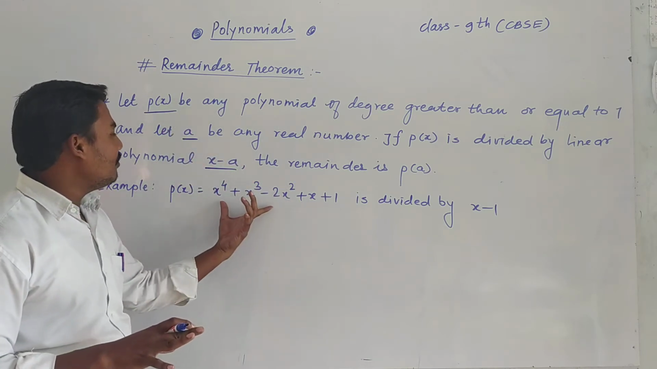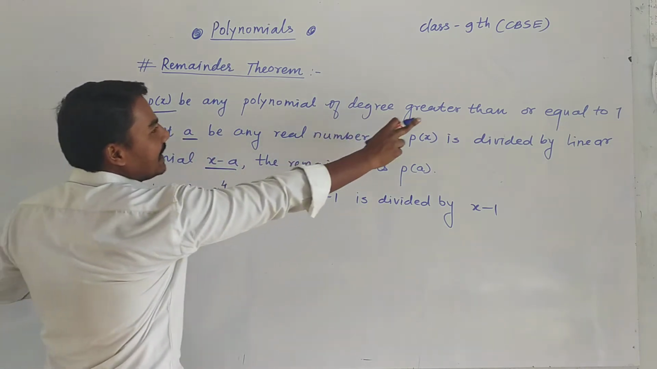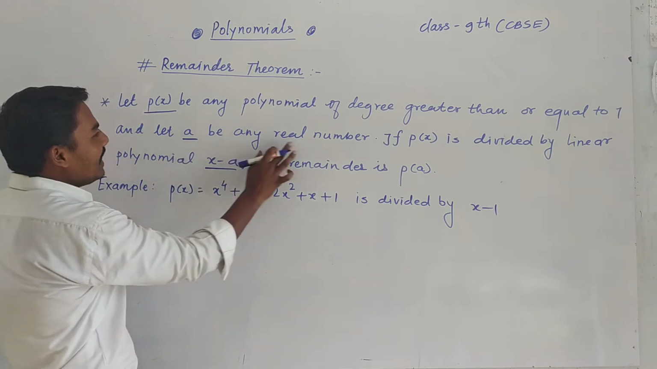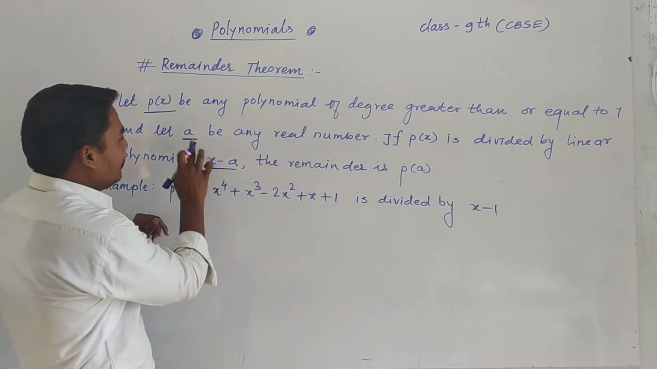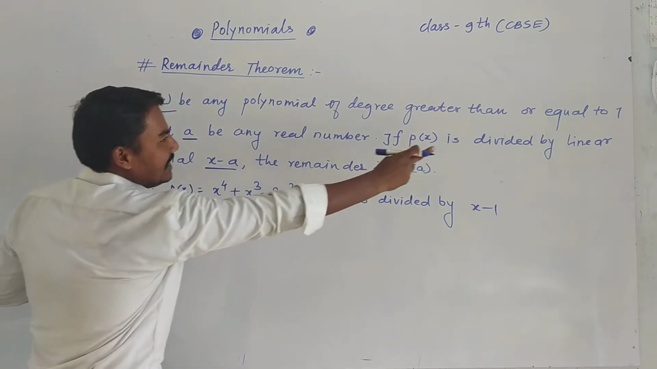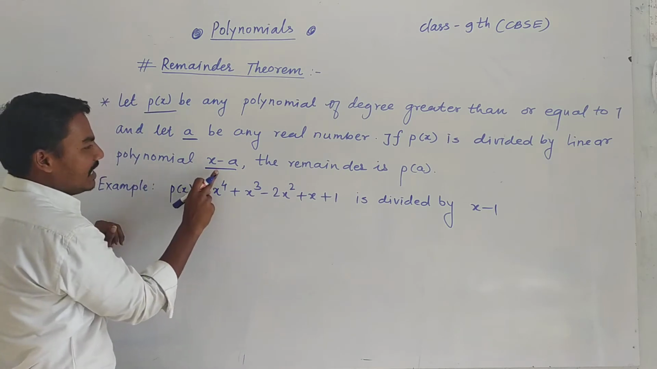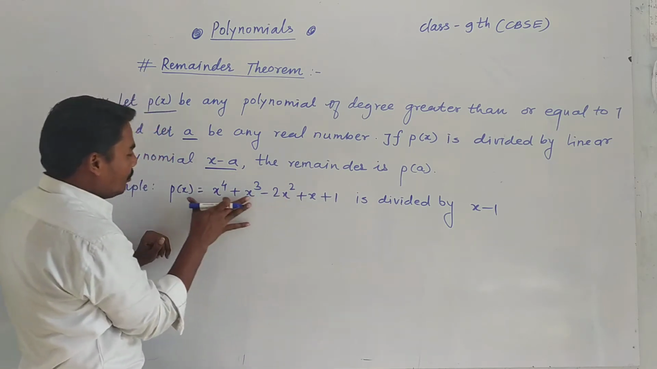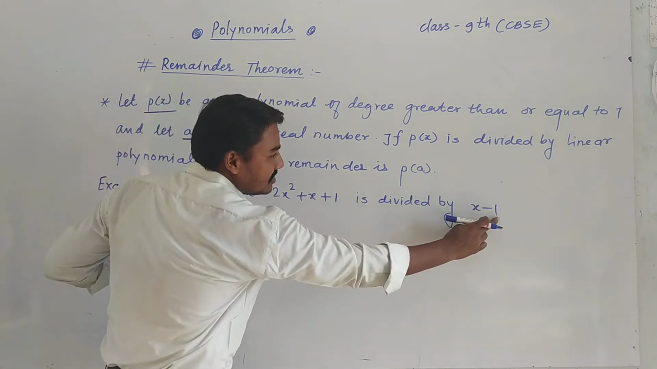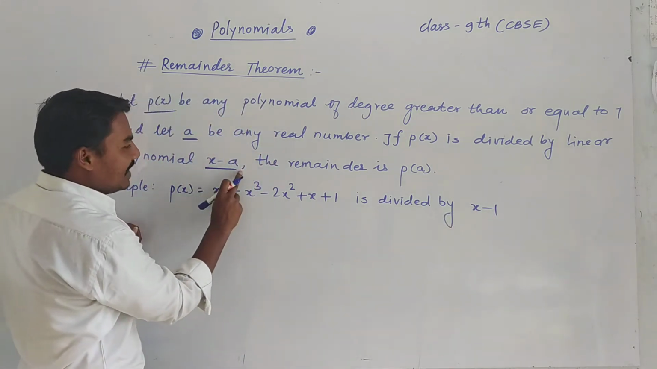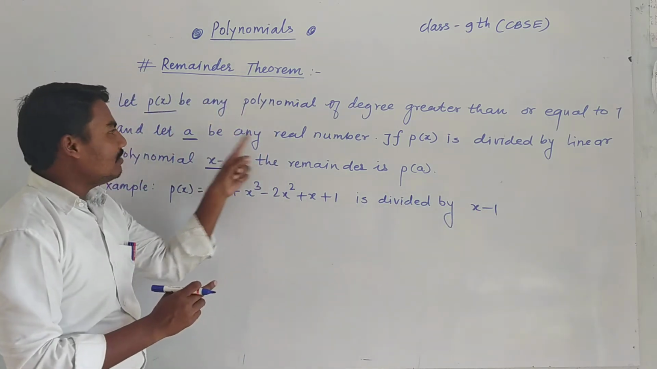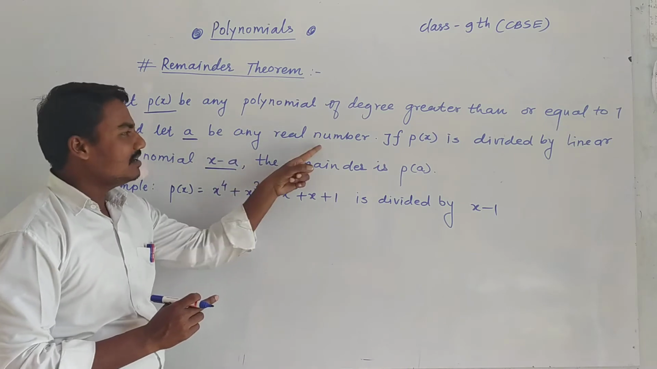Let one polynomial be of degree greater than or equal to 1, and let a be any real number. If p of x is divided by the linear polynomial x minus a, say p of x is divided by x minus 1, then a is equal to 1. So a is a real number, yes or no?